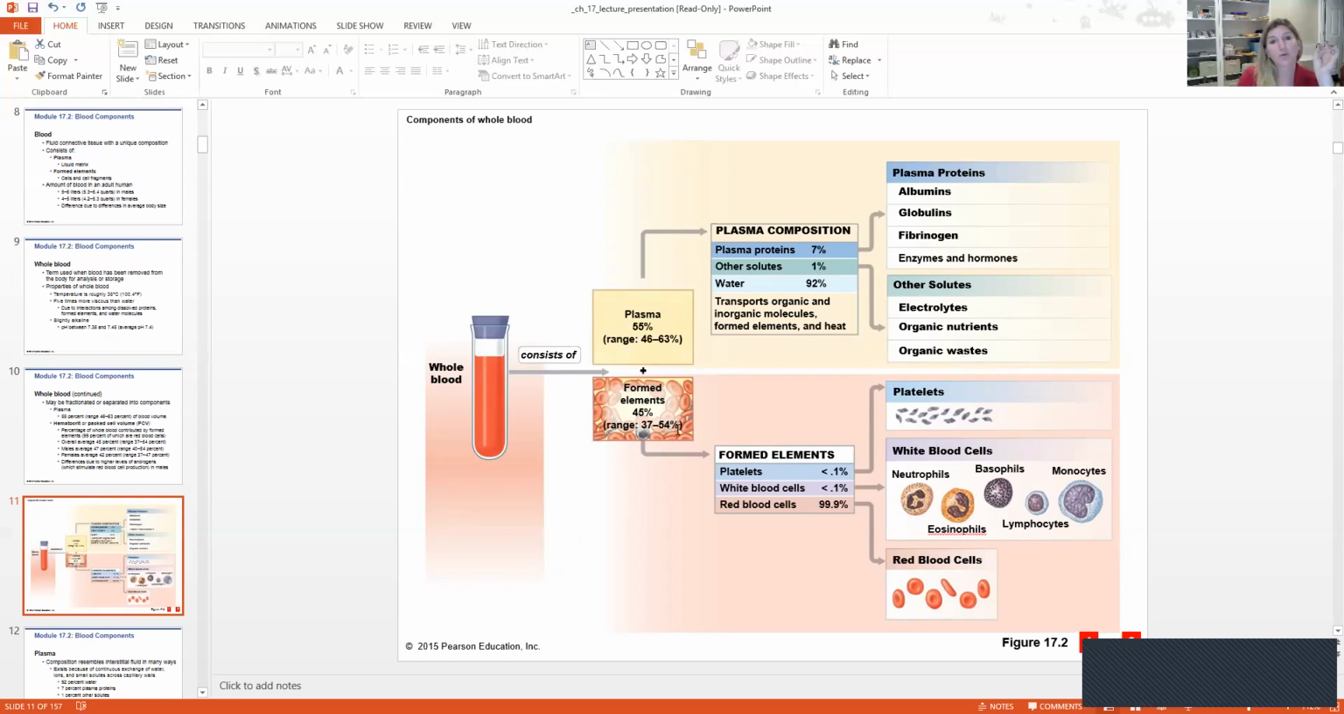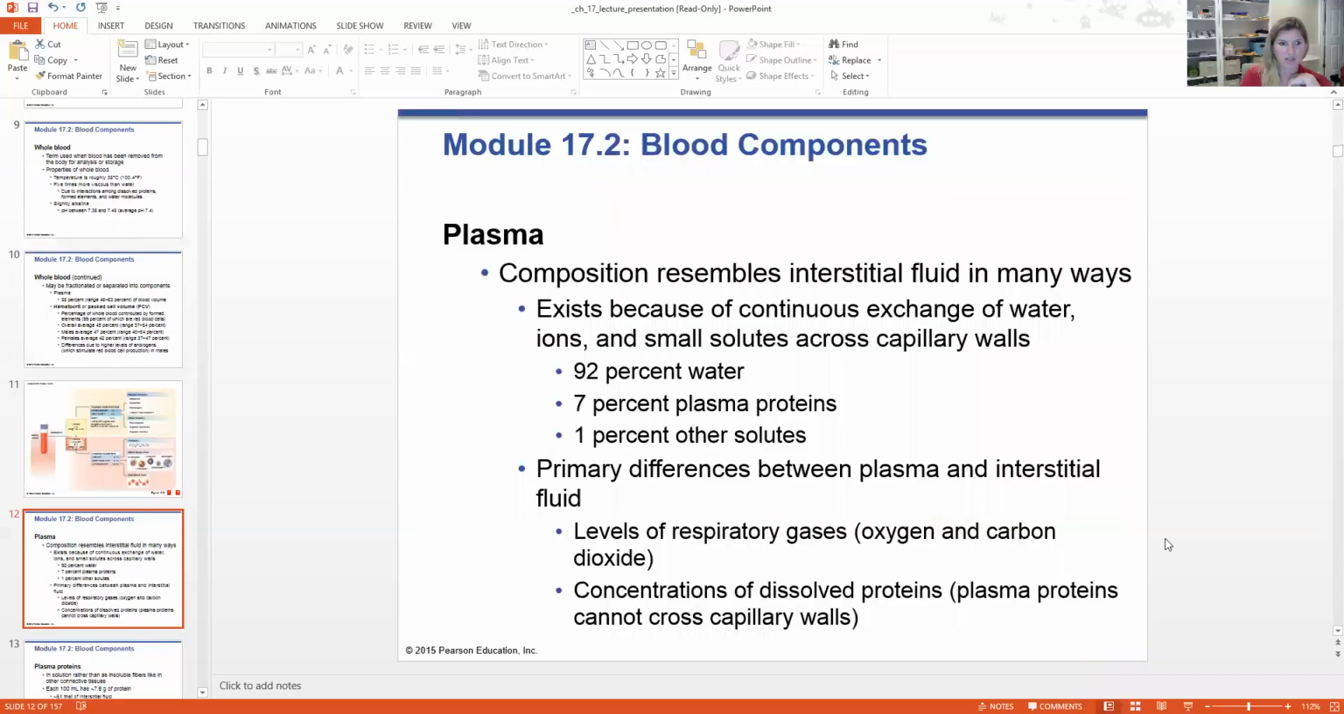When we looked at the formed elements, the majority of your formed elements are red blood cells. You also have a small portion, less than 1%, that's white blood cells, and another less than 0.1%, I should say, for both of those, platelets. Platelets are cell fragments. We'll talk about those in a little bit. And there are different types of white blood cells that make up that part of your blood. And we'll get into those as we go through.